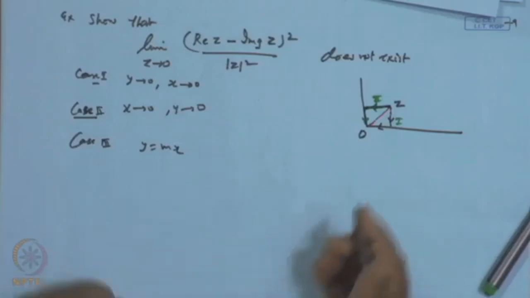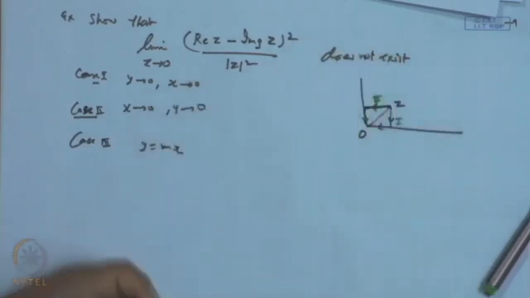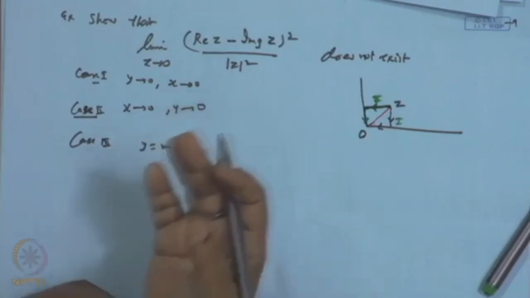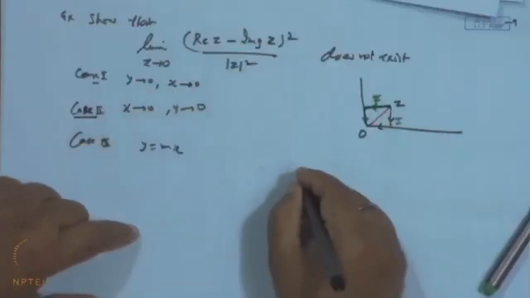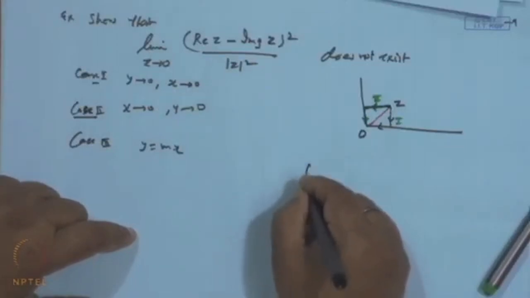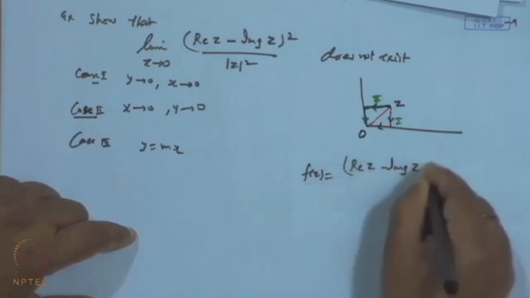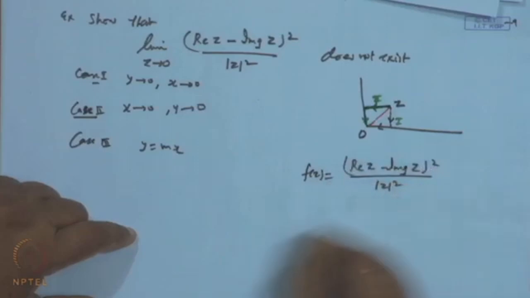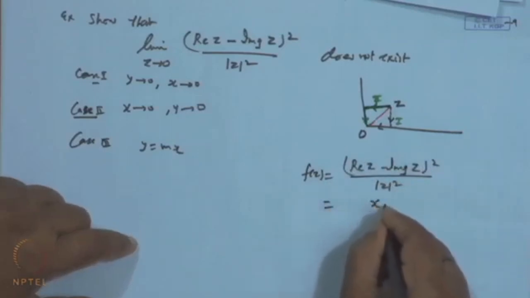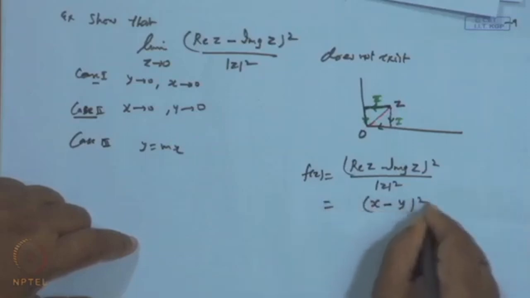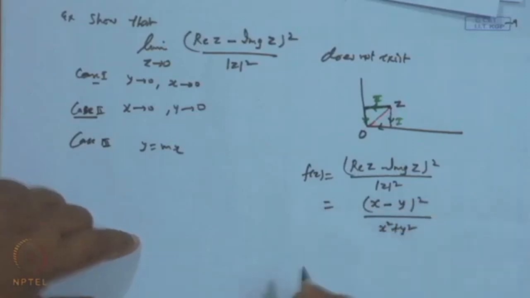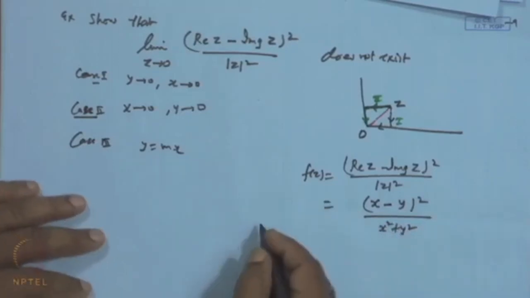There may be other paths also, but if I choose these three and between any two of them the limit differs, then we say the limit does not exist. So, let us take this one. The function f(z) is the real part of z minus the imaginary part of z whole square divided by mod z square. The real part of z is x, and the imaginary part of z is y, so the function is (x minus y) whole square by x square plus y square. We are interested in finding its limit.